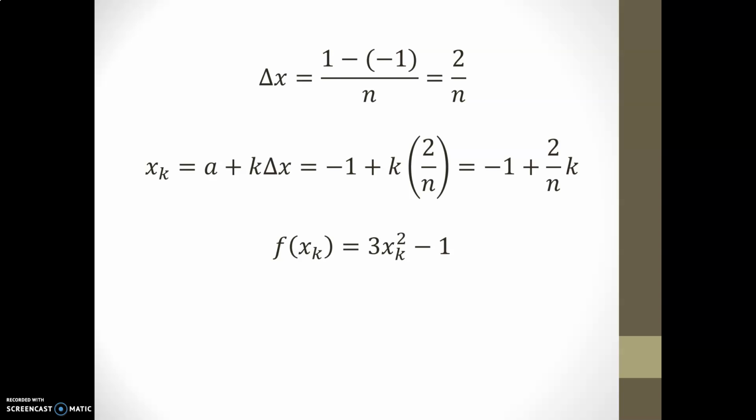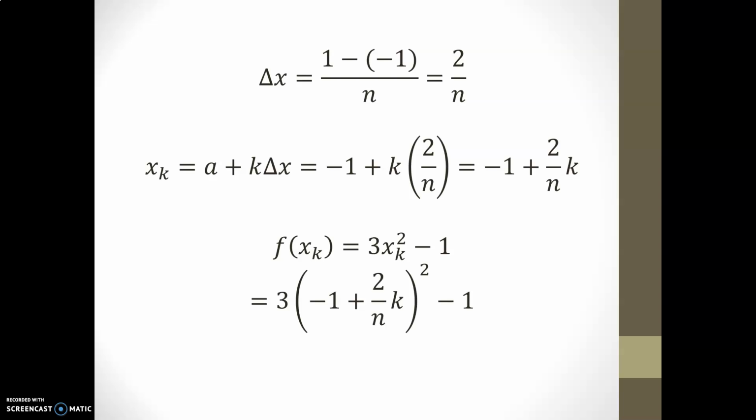Our next step is to find the function's height above these points. So f calculated at xk is 3xk squared minus 1. We're just following the rule that the function is indicating. Now xk stands for -1 plus 2 over n times k.